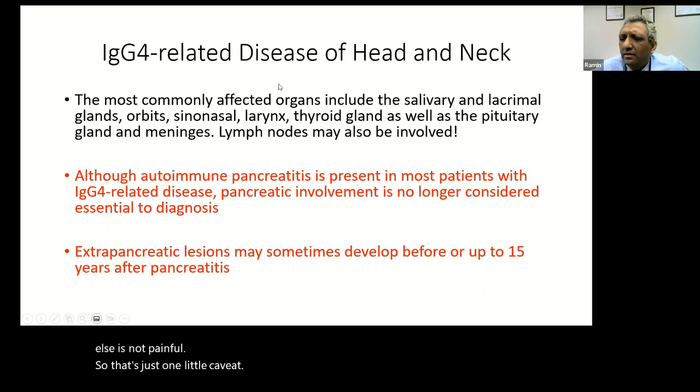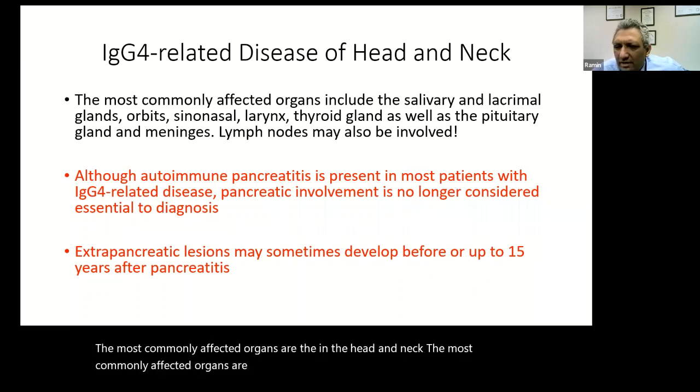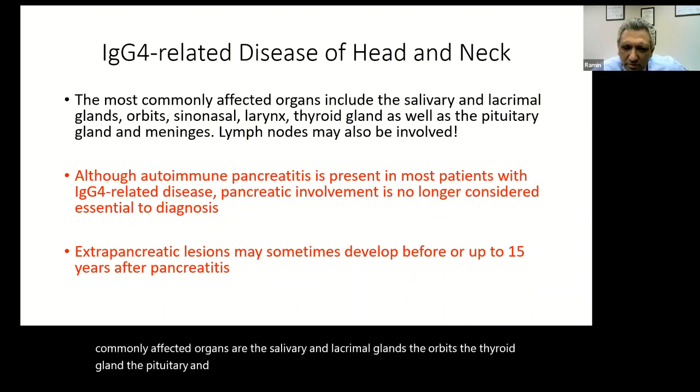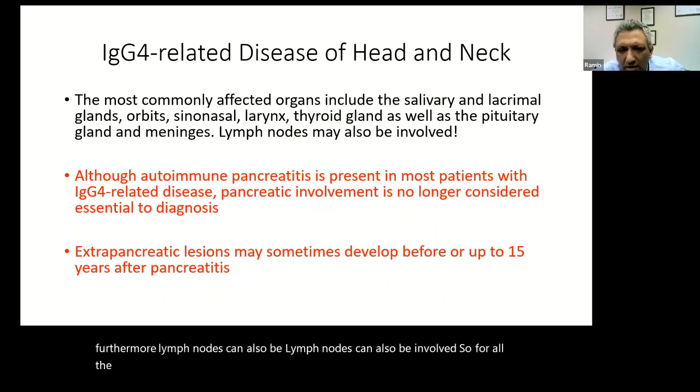The most commonly affected organs in the head and neck are the salivary and lacrimal glands, the orbits, the sinonasal region, the larynx, the thyroid gland, the pituitary, and the meninges, mostly the pachymeninges. Furthermore, lymph nodes can also be involved. So for all the world, this could look like a malignant process, but it's not.